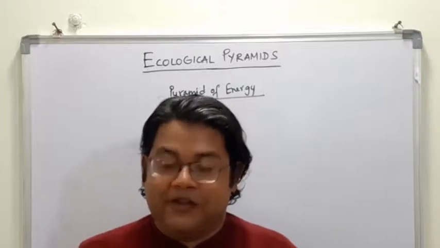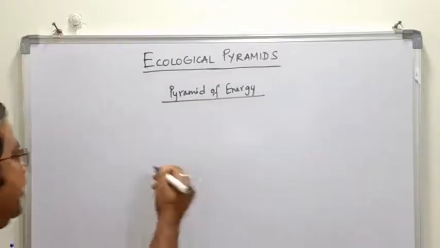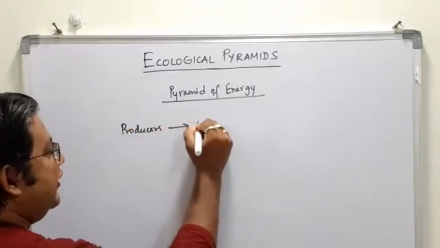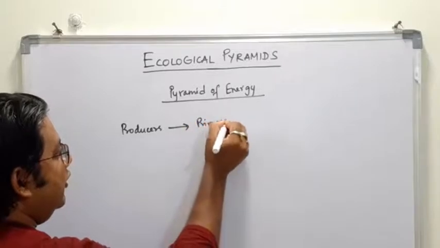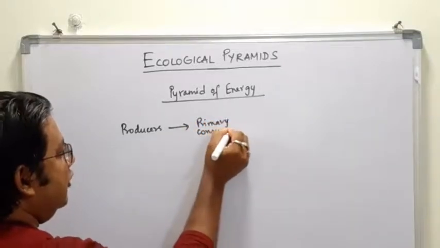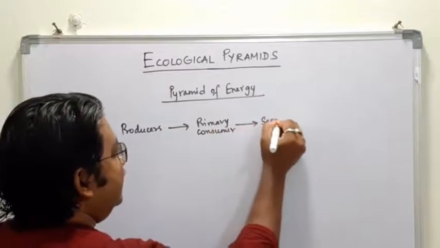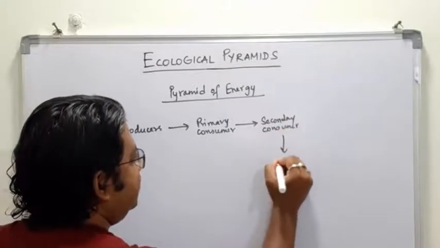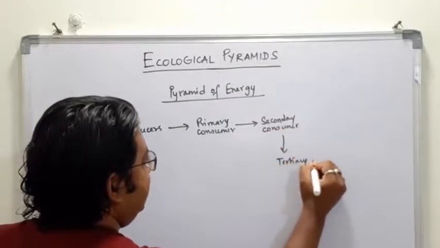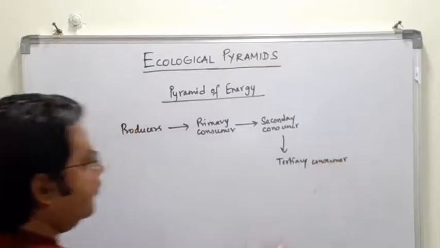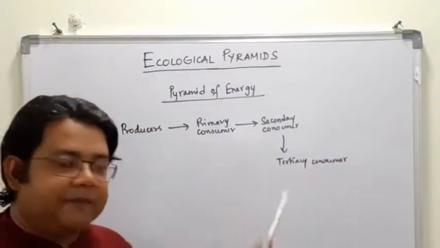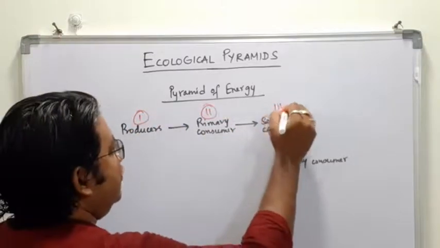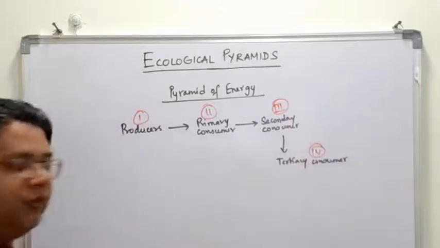and that's only 10%. So again, we have the producers, then let us say the primary consumers, then the secondary consumer, and let us say the tertiary consumer. What happens to the energy? These are the trophic levels. This is trophic level number 1, this is trophic level number 2, this is trophic level number 3, and this is trophic level number 4.